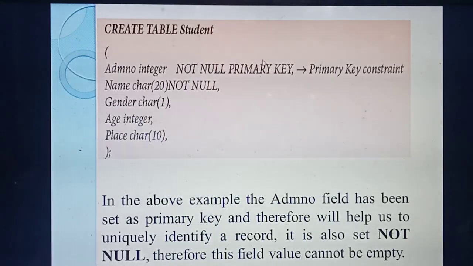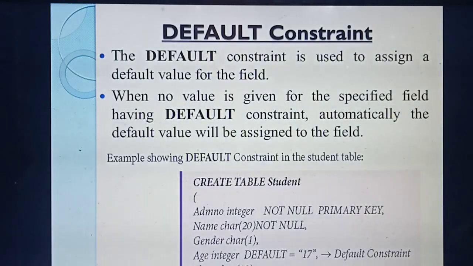Understand? If you are giving a primary key constraint for the admission number, then by that field, the admission number field alone, you can uniquely identify a record. Understand? So for the first field you are giving not null constraint as well as primary key. What's the meaning? If you are giving a primary key constraint, that field should have some values. Okay. So you are setting primary key for the field admission number. Understand? Yes. So the next type of constraint is default constraint.